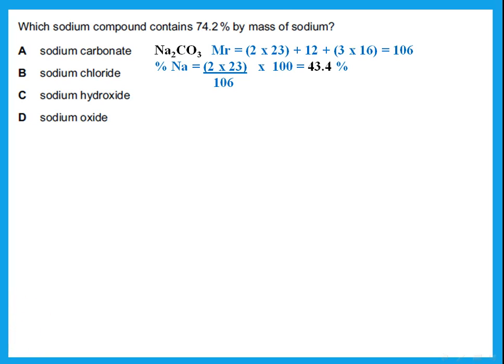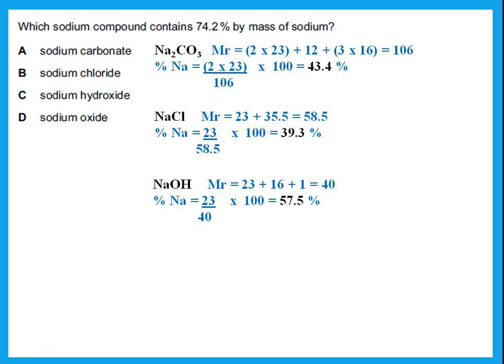So 2 times 23 over the total times 100, that is the percent sodium. And we do the same for the others. Sodium chloride, this is the formula of sodium chloride, molecular mass of sodium chloride. So the percent of sodium is the part of the sodium, and here we have only 1 sodium, so 23 over the total times 100.